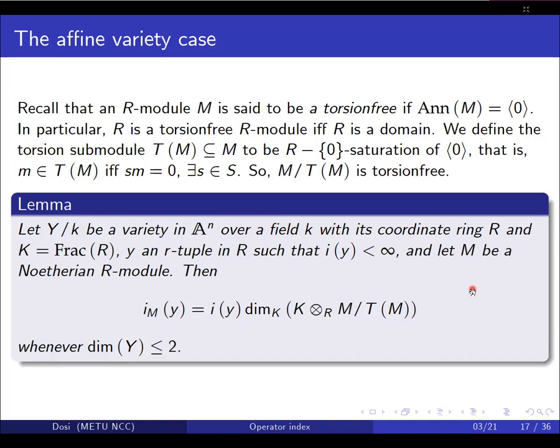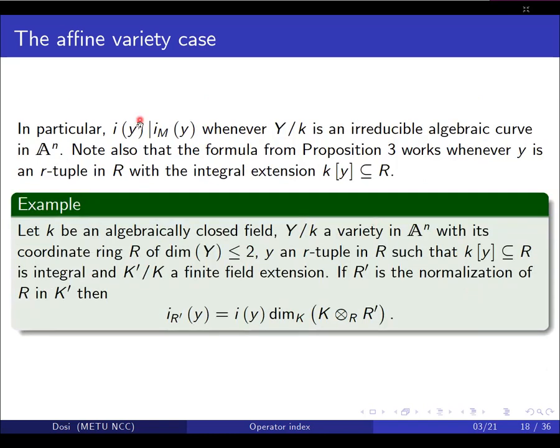This is technical stuff; it needs more commutative algebra. All these tricks work in the case when the dimension is less than or equal to 2. So the index of the ring divides the index of the module M. For example, whenever this is an irreducible algebraic curve, the dimension is 1.